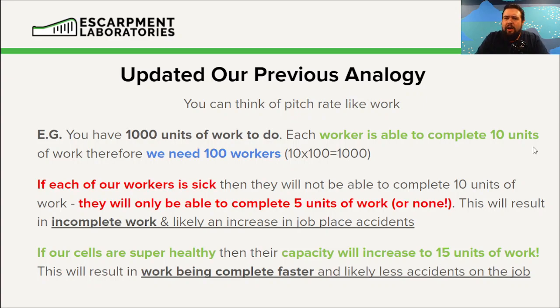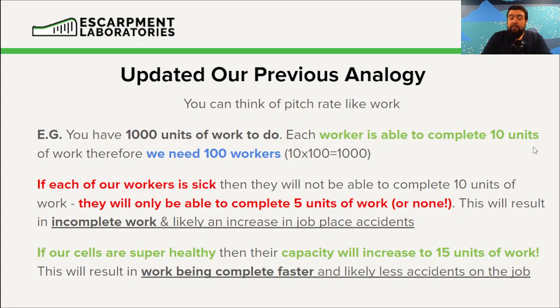A better way to look at this would be something like this. If each of our workers is sick, then they're not going to be able to complete the 10 units of work that we asked them to do. They're probably going to be able to complete maybe 5, maybe none. And this is going to result in incomplete work. For yeast cells, this could be incomplete fermentations and off-flavor production. They'll likely see an increase in job placement accidents, which would be off-flavor production.